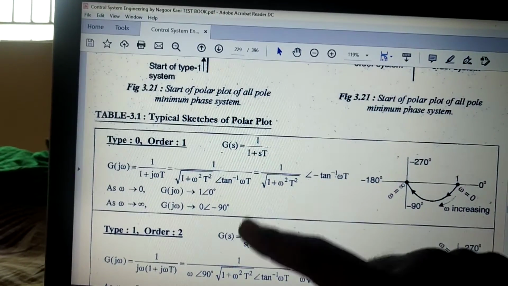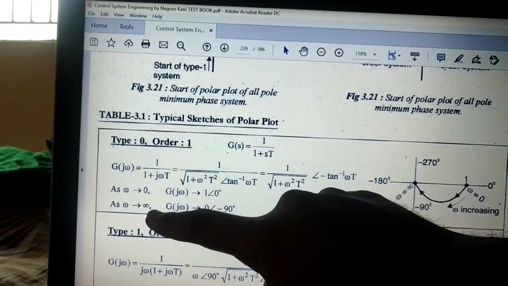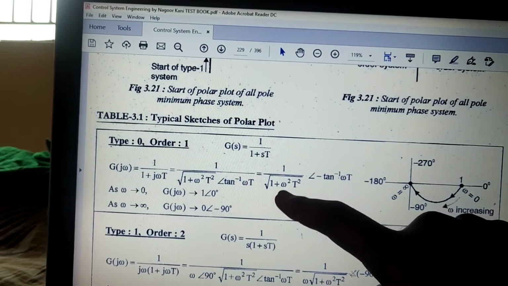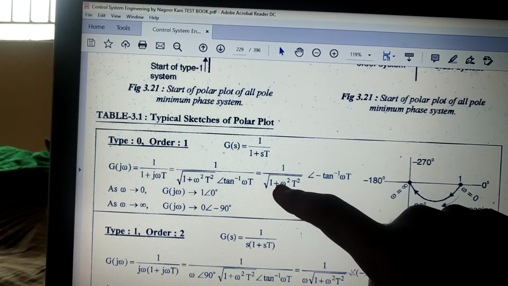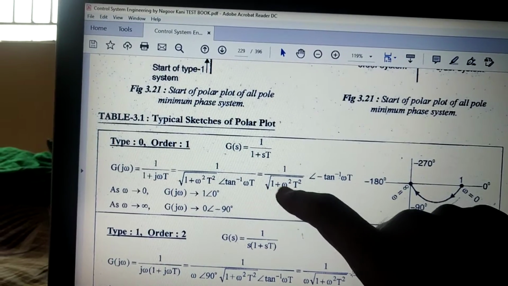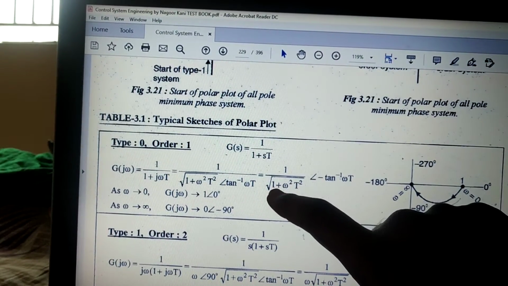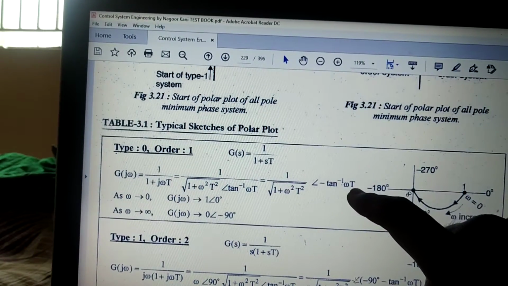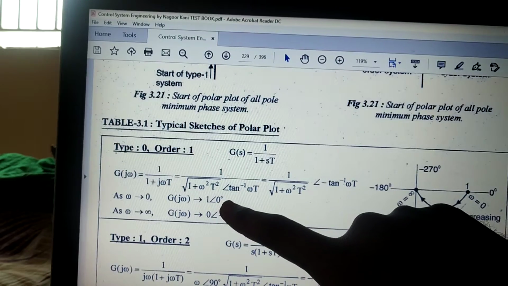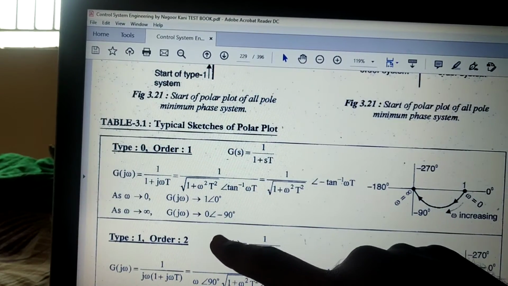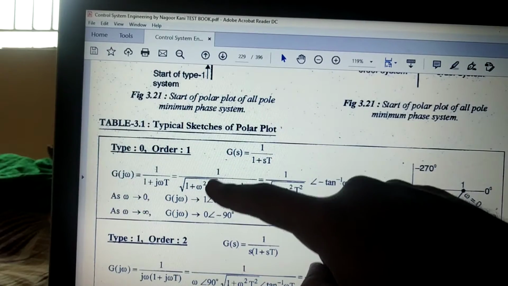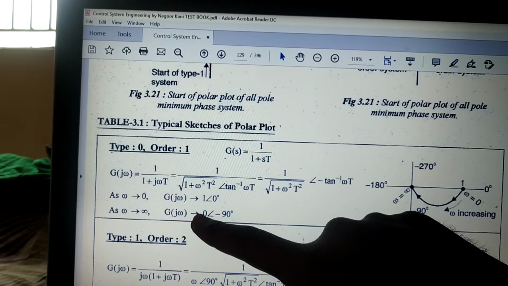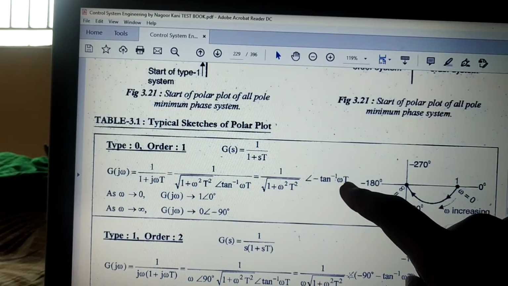Next we consider two conditions: omega equal to 0 and omega equal to infinity. Applying omega equal to 0, omega squared T squared is 0, so 1 plus 0 is 1, and the square root of 1 is 1. So the magnitude is 1. The angle tan inverse of 0 is 0 degrees. Next, omega equal to infinity: 1 by infinity is 0, since infinity plus anything is infinity. The angle is tan inverse of infinity, which is minus 90 degrees.